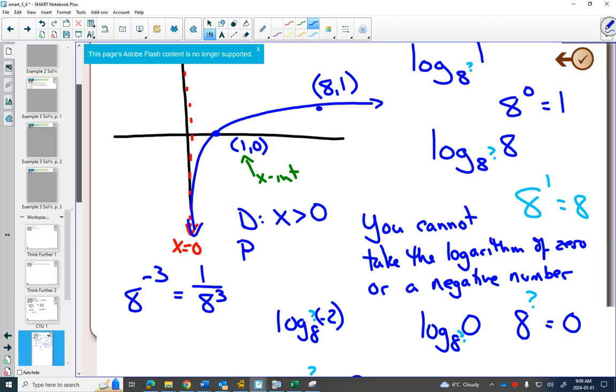The range of a logarithmic function is everything. And if you think about its inverse, the inverse of this one would be y equals 8 to the x, right? An exponential function has a domain of everything, but a range that's only positive. y is bigger than 0.